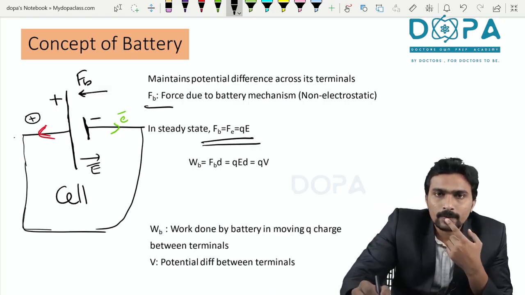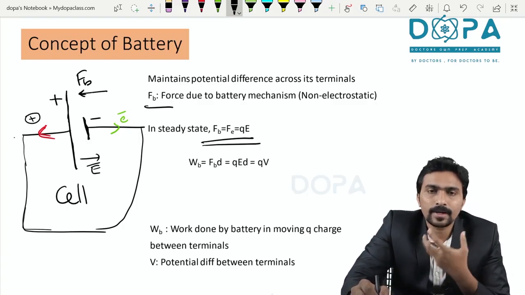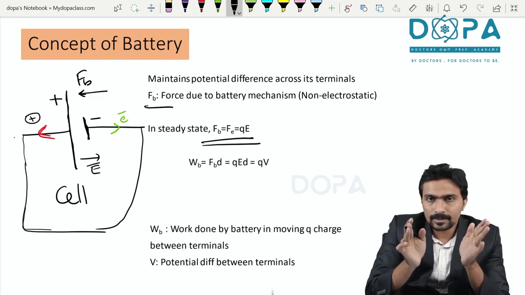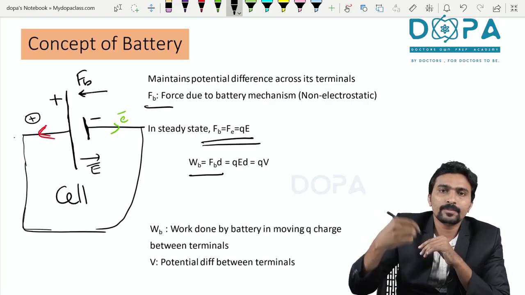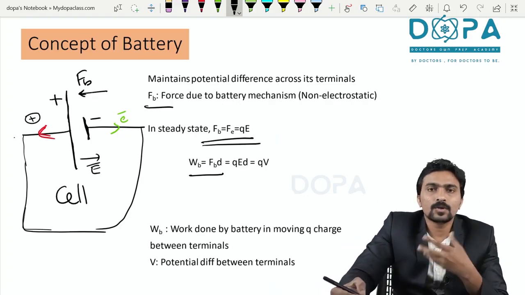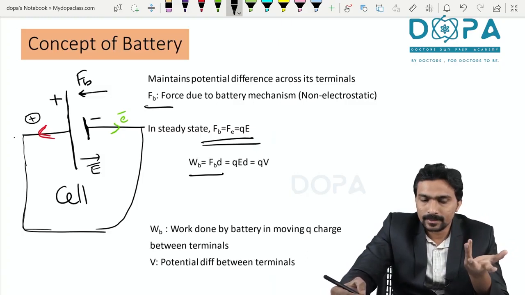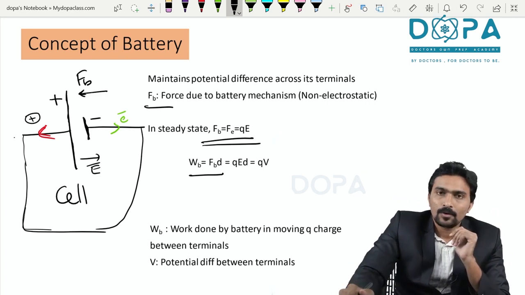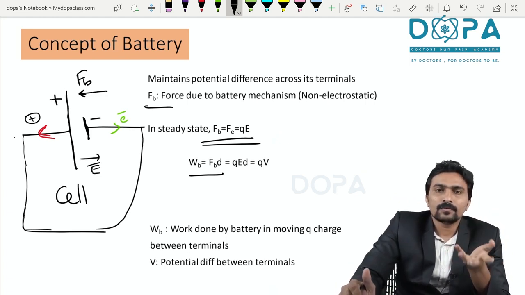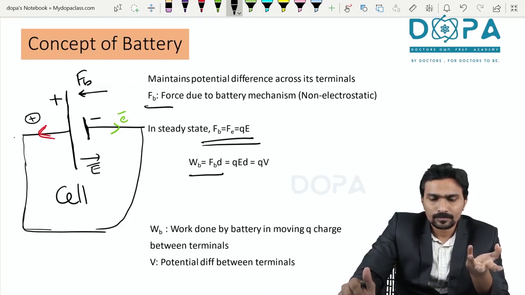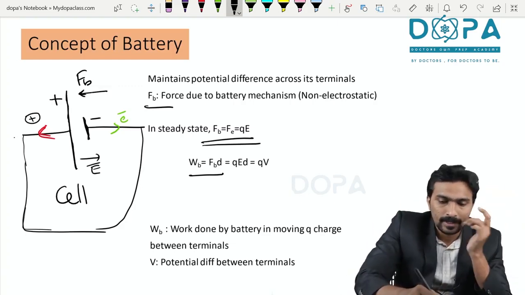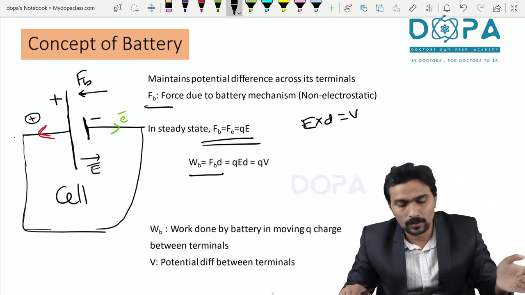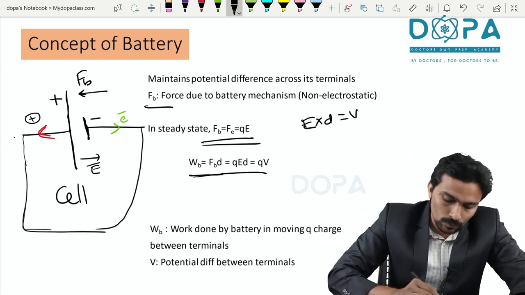And here, if you were to calculate the work done by this force due to battery mechanism, then we can say if the distance of separation is d, then the work done will be equal to FB into d. At steady state it is equal to QE into d, because FB is equal to QE at steady state. So that is QEd, or we can say E into d is potential difference. That we learned in the electrostatics chapter, right? Electric field into the distance is equal to the potential difference in that area. So QEd, or we can say QV.